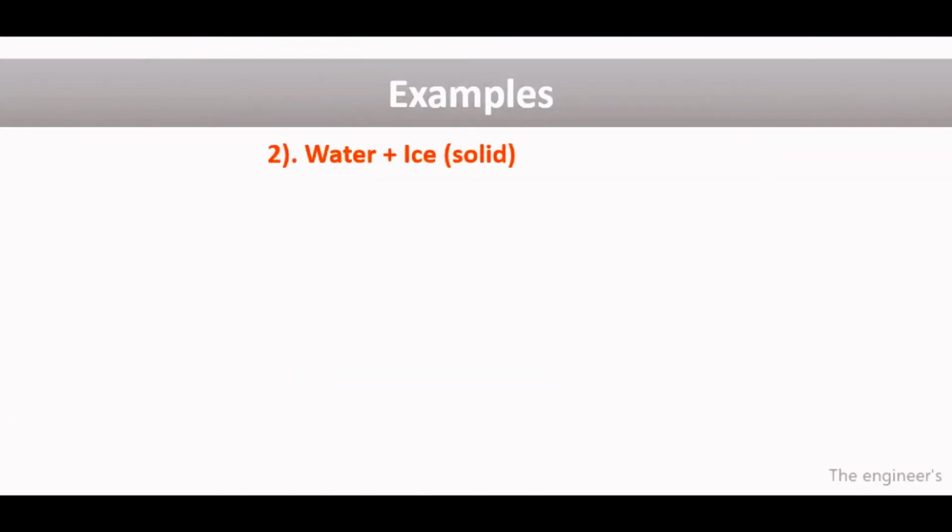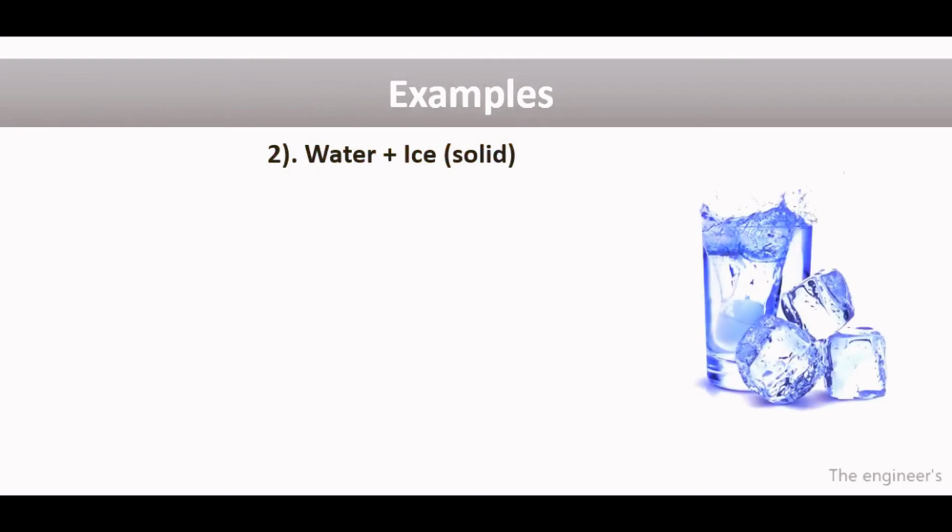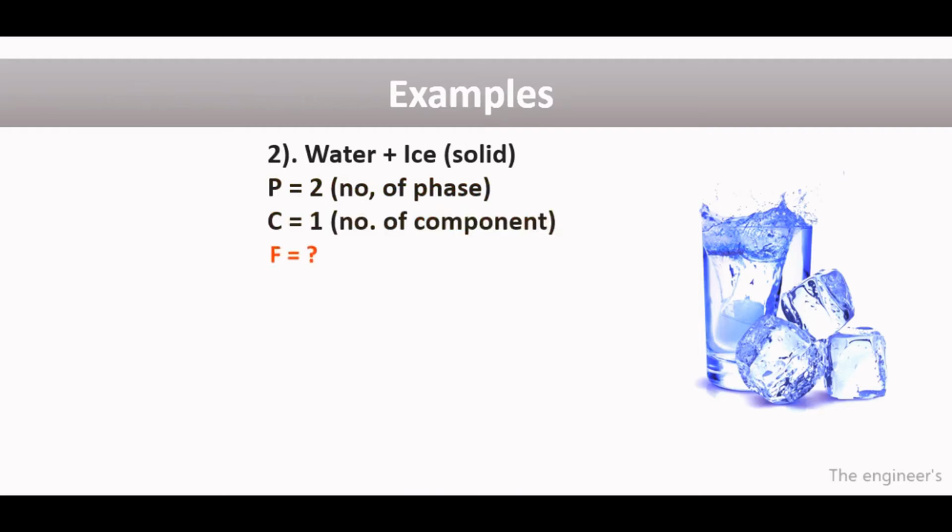Second example is water plus ice. So as shown in the figure, consider we have one glass of water in which we drop some ice cubes. So now tell me how many phases we have. Obviously liquid and solid, so we have two phases. So P is equal to 2. Tell me the number of components that we have. Obviously water and ice cubes are both H2O, so the number of components is 1, that is C is equal to 1.